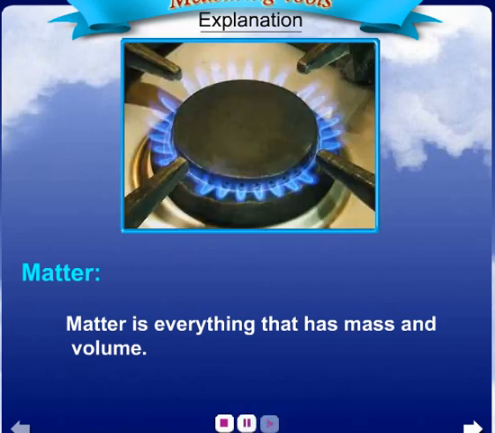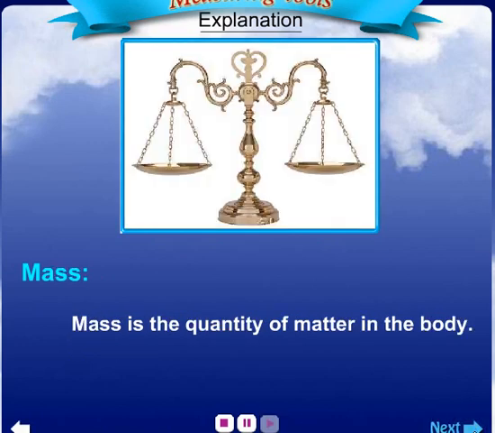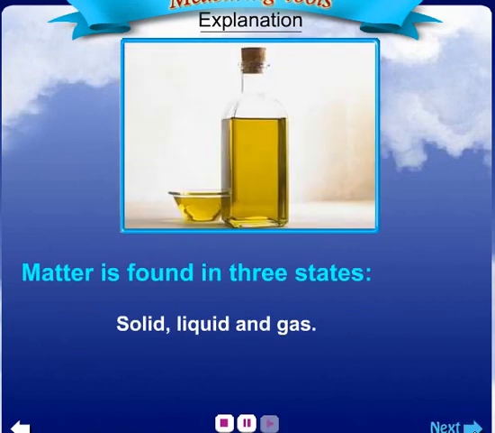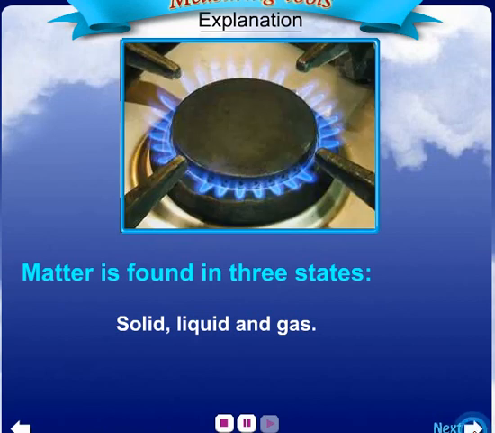Matter is everything that has mass and volume. Mass is the quantity of matter in the body. Volume is the amount of space occupied by the body. Matter is found in three states: solid, liquid, and gas.